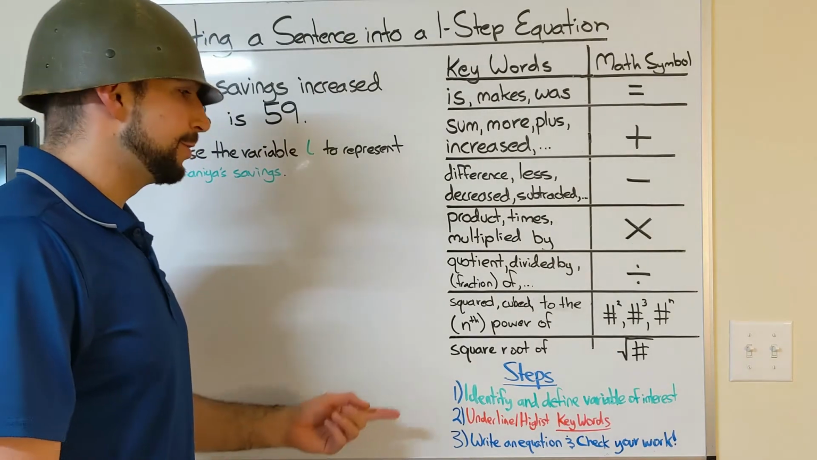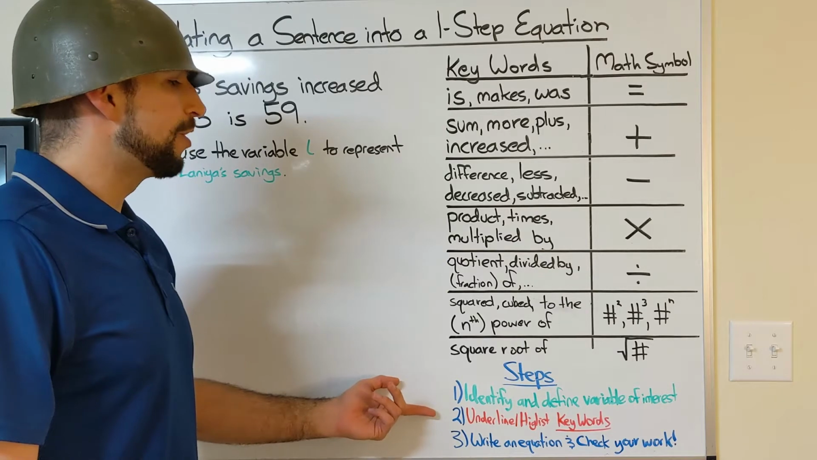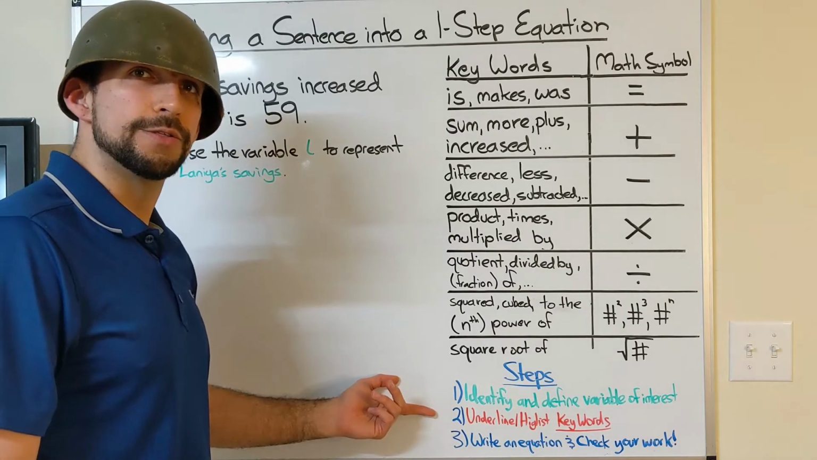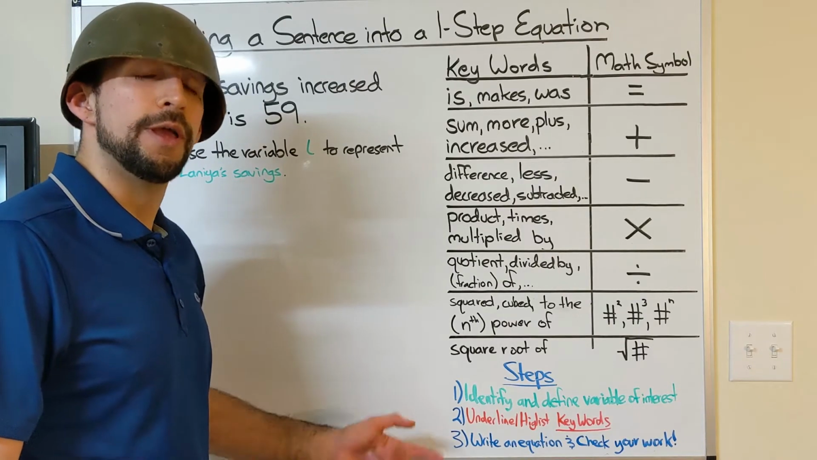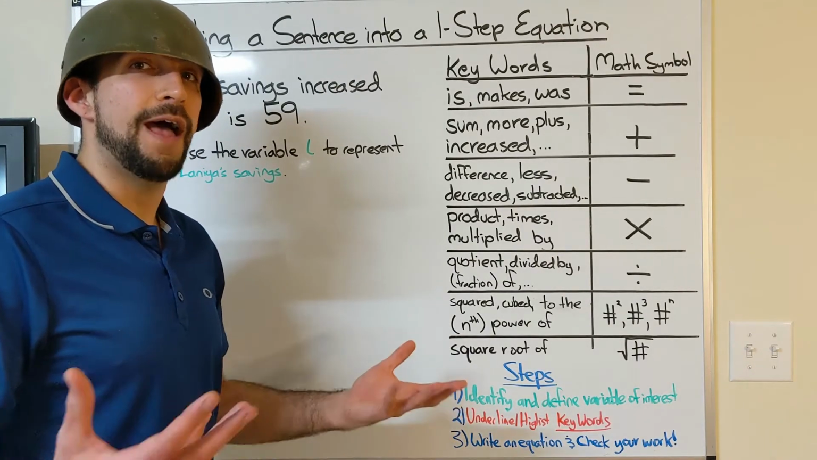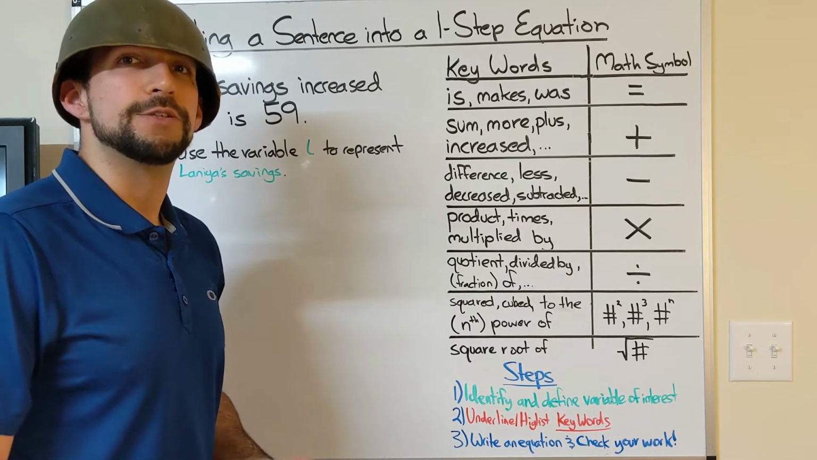We're going to first identify and define variables of interest. Then we're going to underline or highlight key words. And finally, we're going to write an equation and check our work by substituting in some simple values that should be true and make sure we've written our equation properly. Let's do some examples.